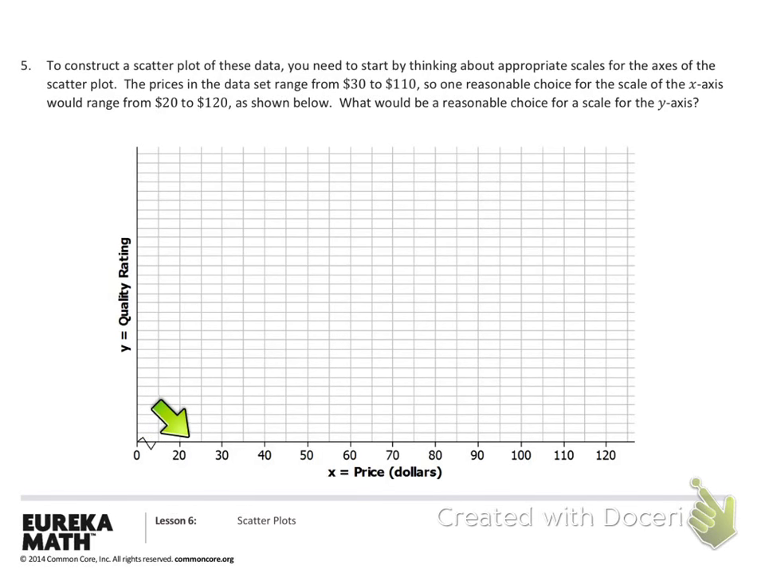But they're thinking about what is the lowest price shoe. I don't need this part of the scale because I don't have any shoes in that price range. And making sure I can fit my most expensive pair on here. So your job is to think of what would a reasonable scale be for the y-axis. What do I want it to go from what to what? So first think of that and then we'll construct it.